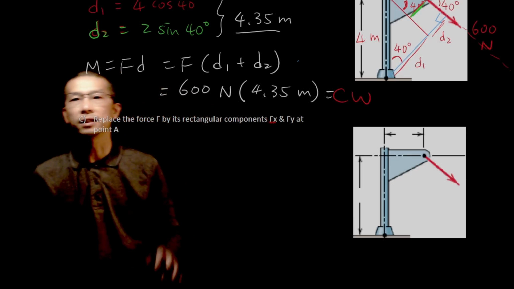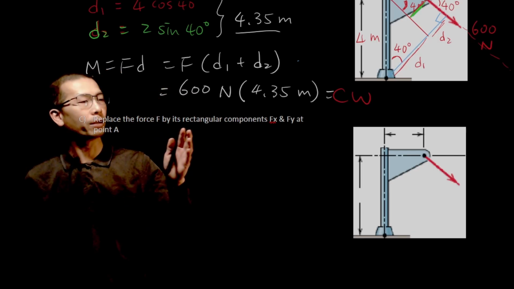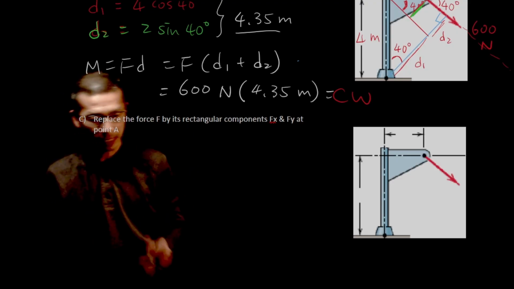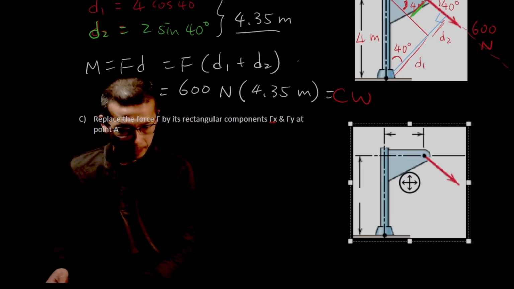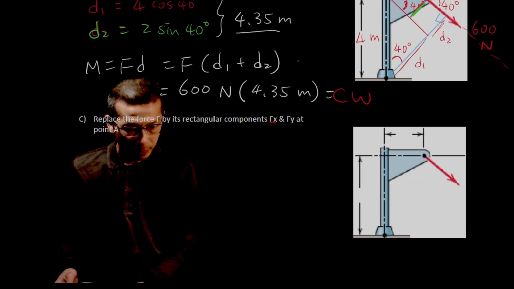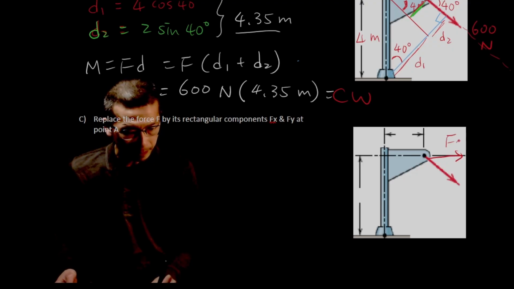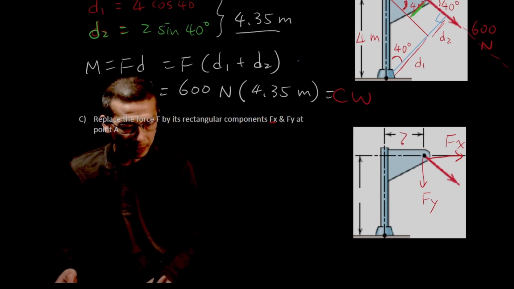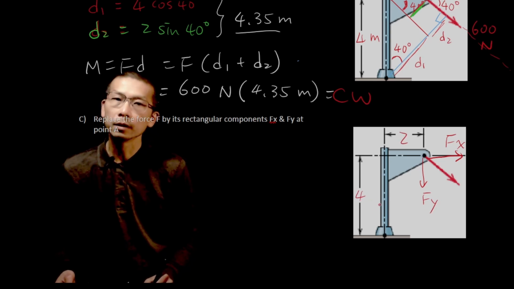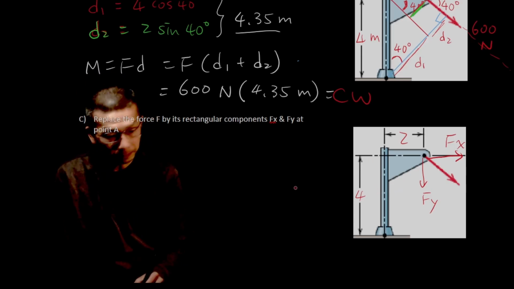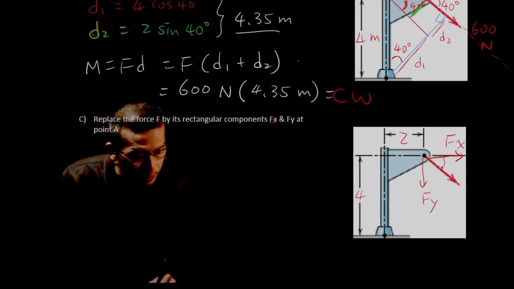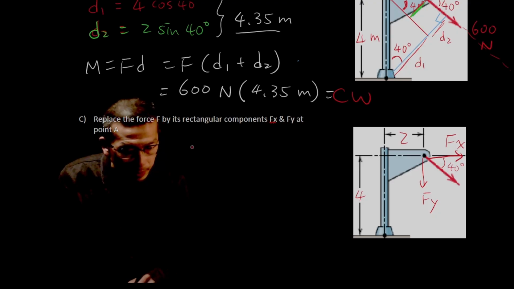Next, we will replace the force F by its rectangular components Fx and Fy at point A. So let's do that. So Fx, Fy. Again, this is 2, this is 4, right? So now we can write, this is 40 degrees, Fx.